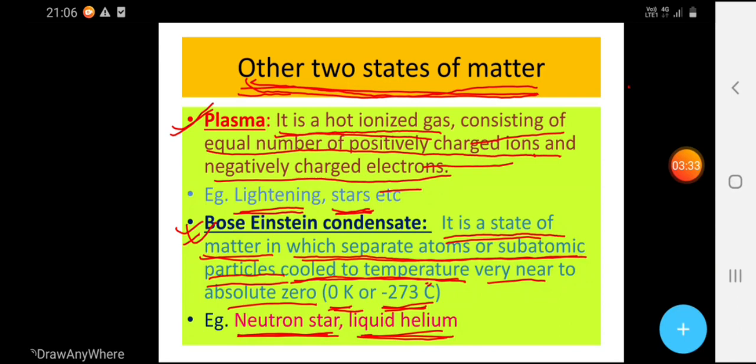Okay, liquid helium means, generally you know that helium is a gas. It occurs in the gaseous state, but if we want to convert it into liquid form, then we have to cool it to approximately minus 273 degrees Celsius.